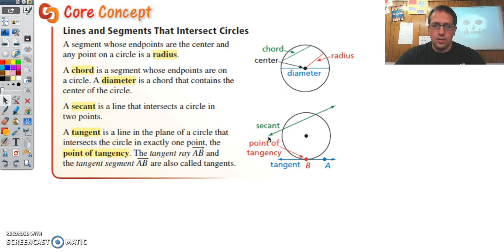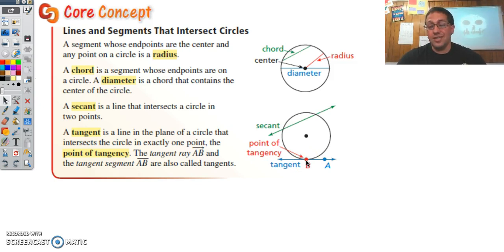Next, we have a secant. A secant is, instead of being a segment like a chord, a line that goes through two points of a circle. So the secant will contain the chord. A chord is part of a secant. A tangent is a line that touches the circle just once. It's in the same plane as the circle, and it's going to touch the circle at exactly one point. That point is called the point of tangency.